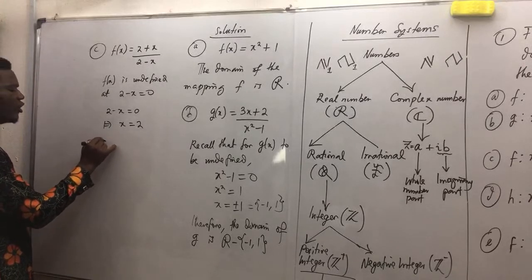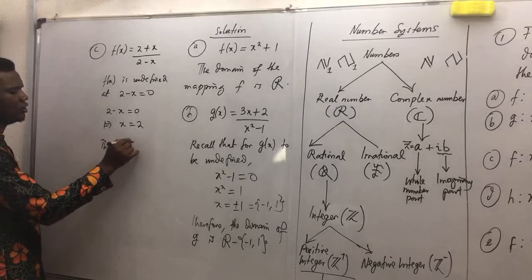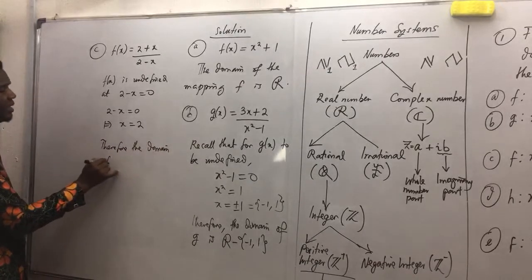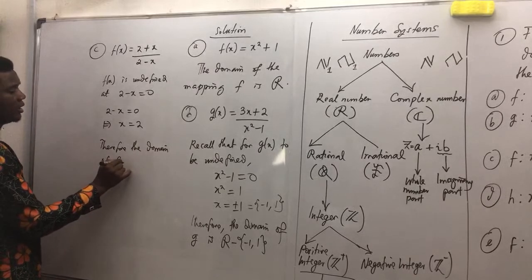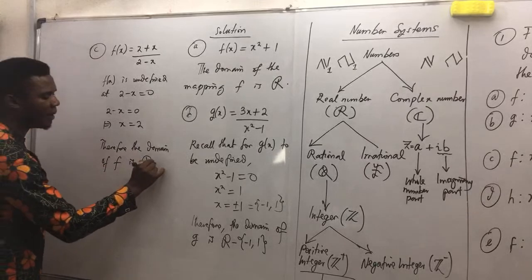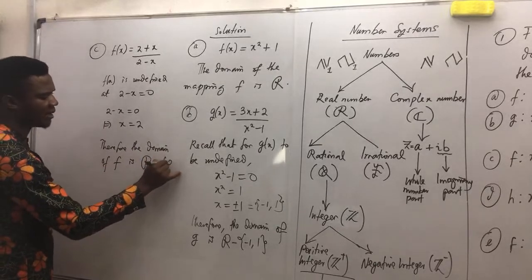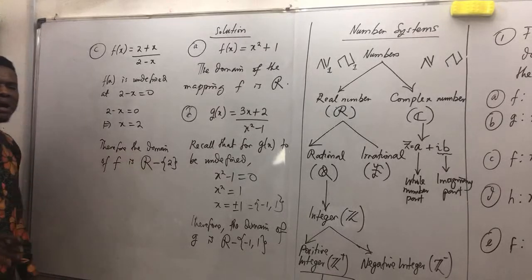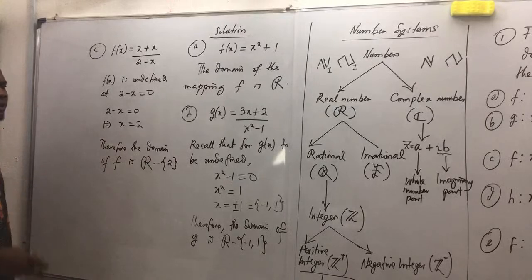You now say, therefore, the domain of f is R, the set of all real numbers, minus the set that contains 2, the singleton. Is it clear? So please, if you are given this in your exam, approach it from this angle. That will give you the correct answer.